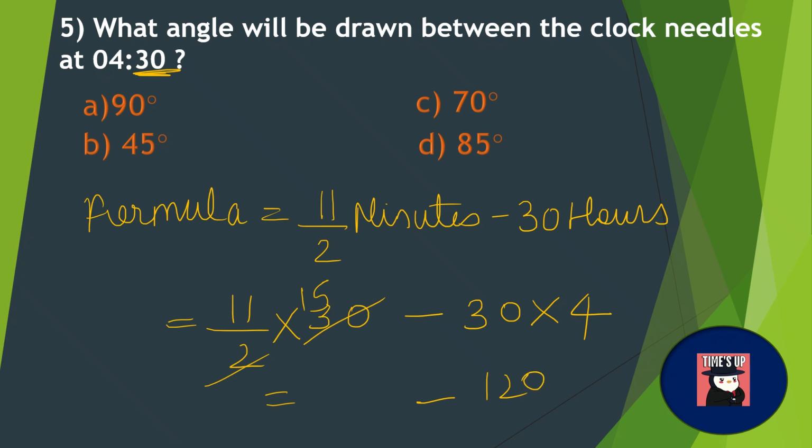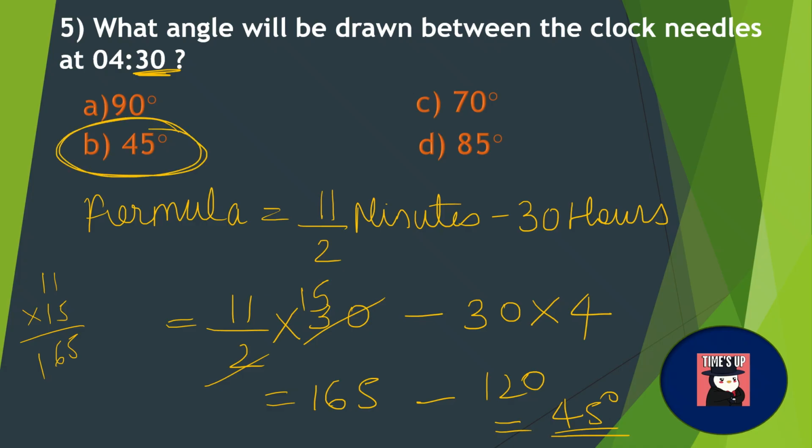So what will be the answer for it? 11 into 15. If you do 11 into 15, 165 minus 120, that comes to 45 degree. Correct? So answer is B, that is 45 degree. Understanding?